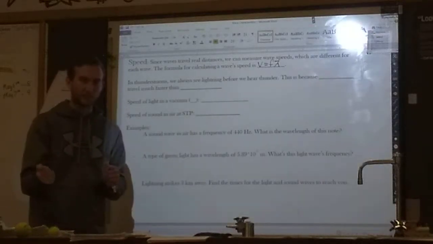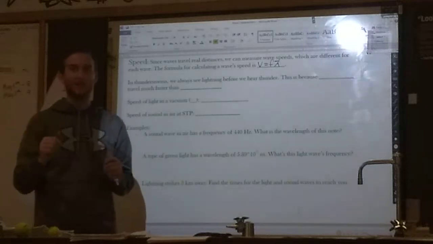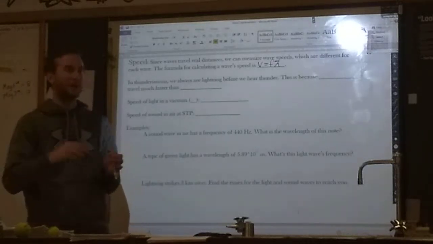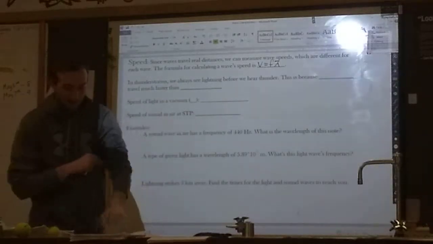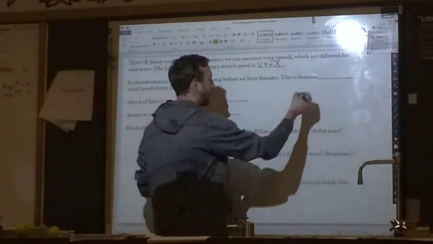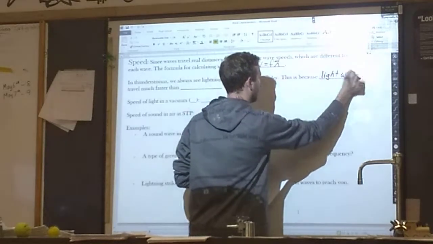You see the flash first, then you hear the thunder. If you hear the thunder first and you're like, that came first, you just missed the lightning, okay? You weren't watching or something, all right? Anyways, the reason we see lightning before we hear thunder is because light waves travel much, much, much faster than sound waves.